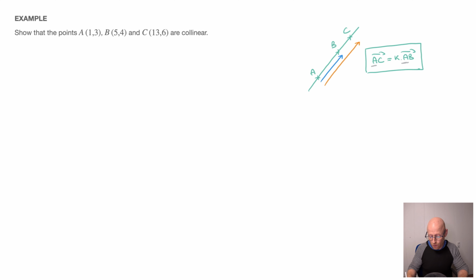In other words, if we can make a statement like this one, in which we have 2 parallel displacement vectors which have a point in common, then the points involved, so in this case those were A, B, and C, must be collinear. With that in mind, let's now go ahead and work through this example, in which we're simply told, show that the points A, B, and C are collinear, where A has coordinates (1, 3), B has coordinates (5, 4), and C has coordinates (13, 6).